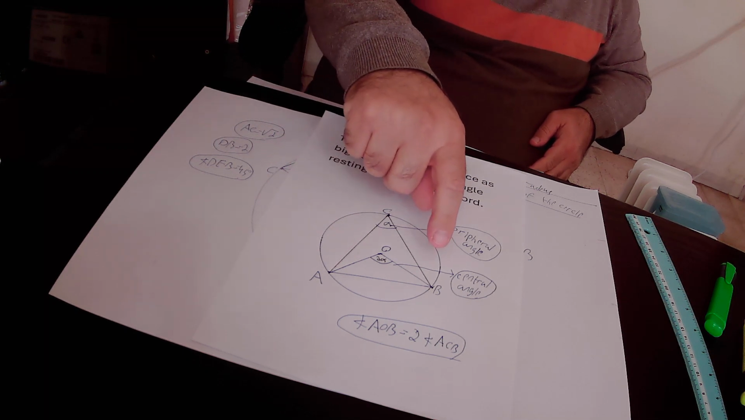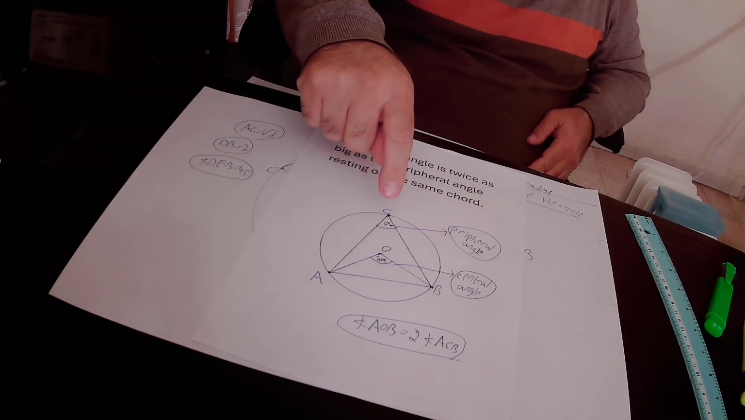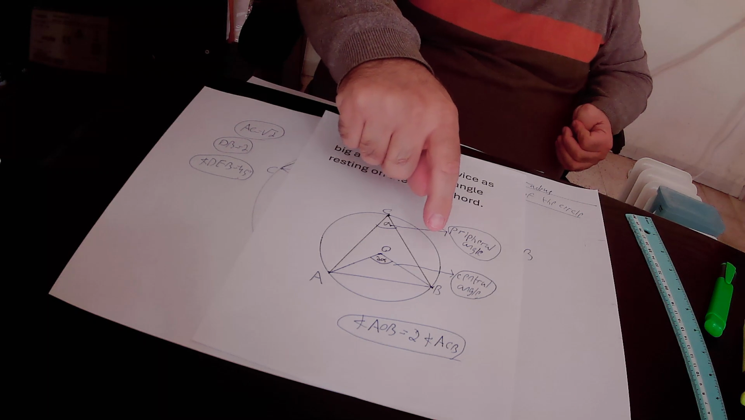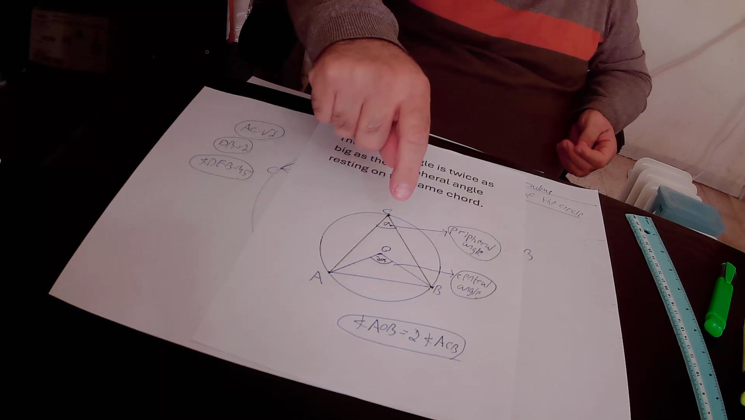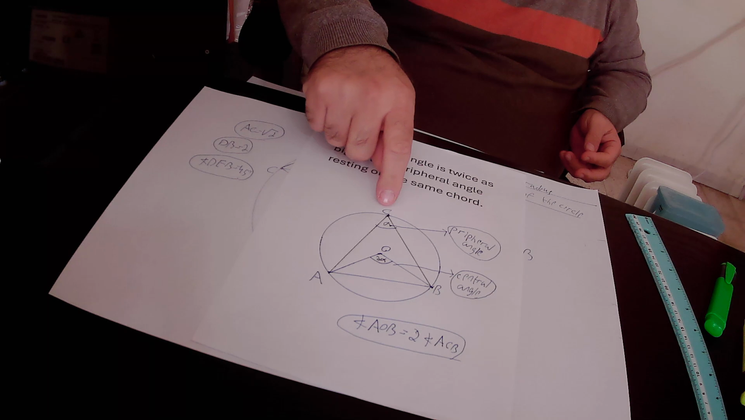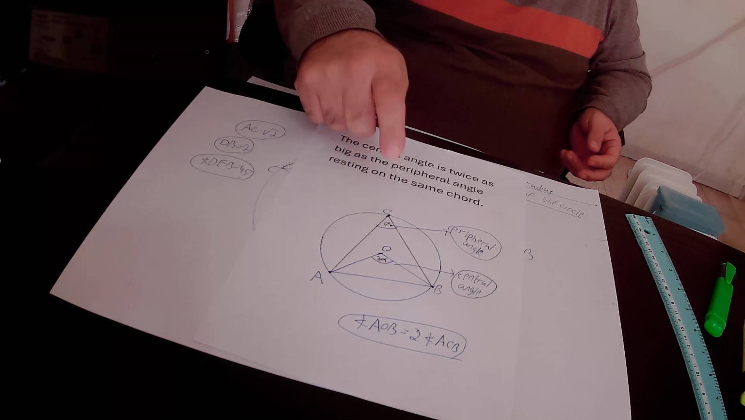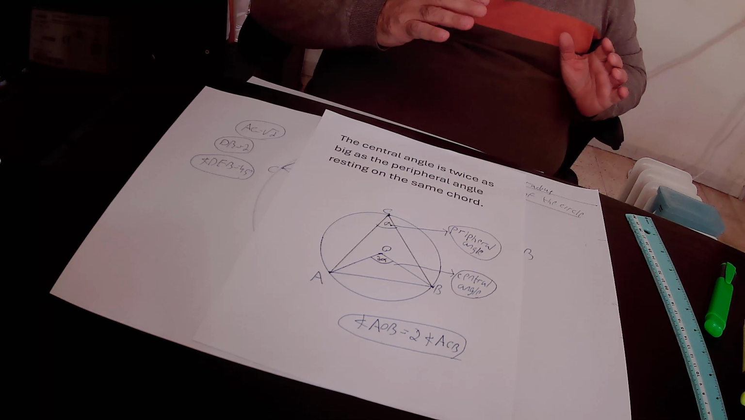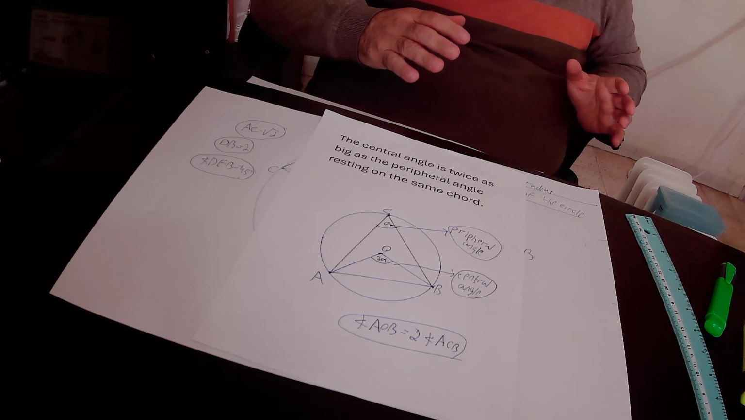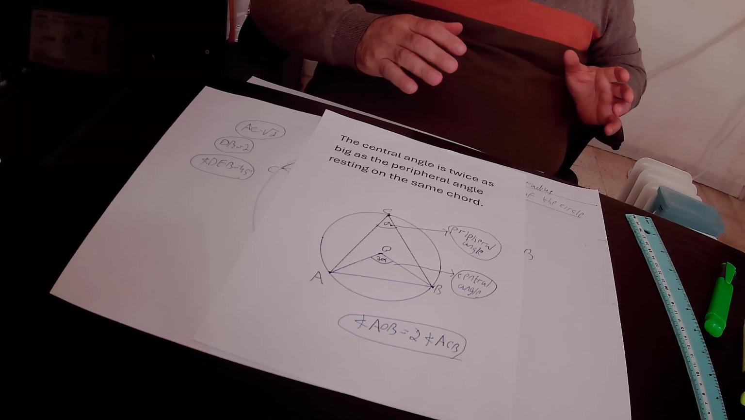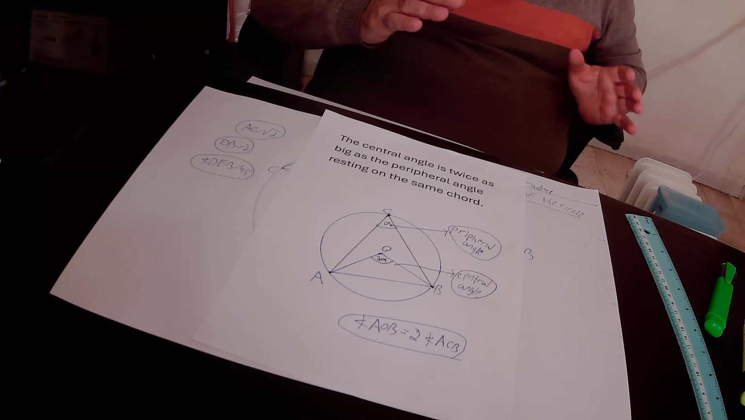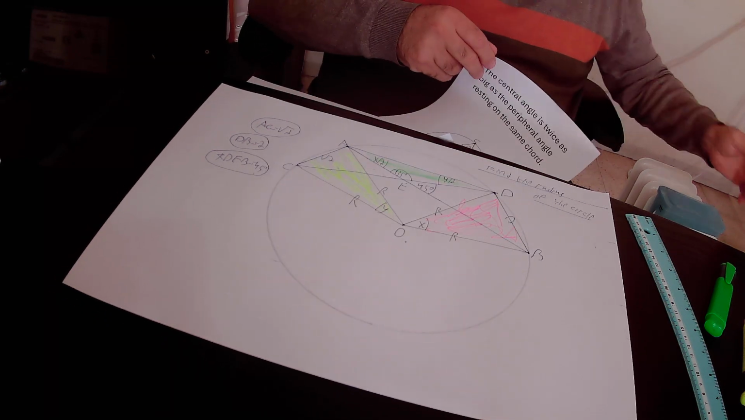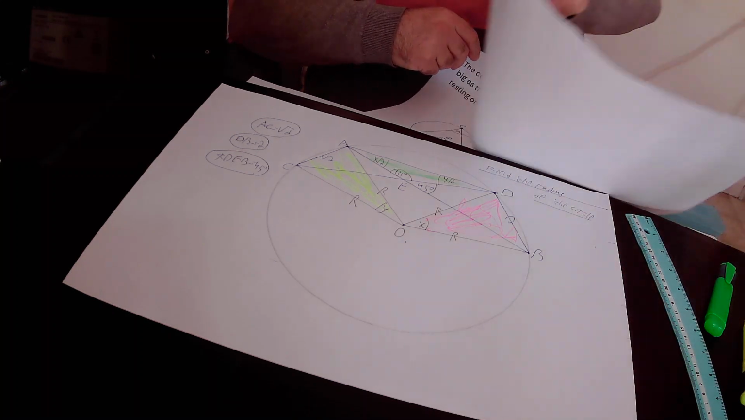Peripheral angle ACB rests on chord AB and it is equal to alpha. Therefore, the central angle AOB that rests on the same chord AB must be equal to 2 alpha, twice as big as the peripheral angle that is equal to alpha. Okay? So, in conclusion, the central angle is twice as big as the peripheral angle that rests on the same chord. Very simple.